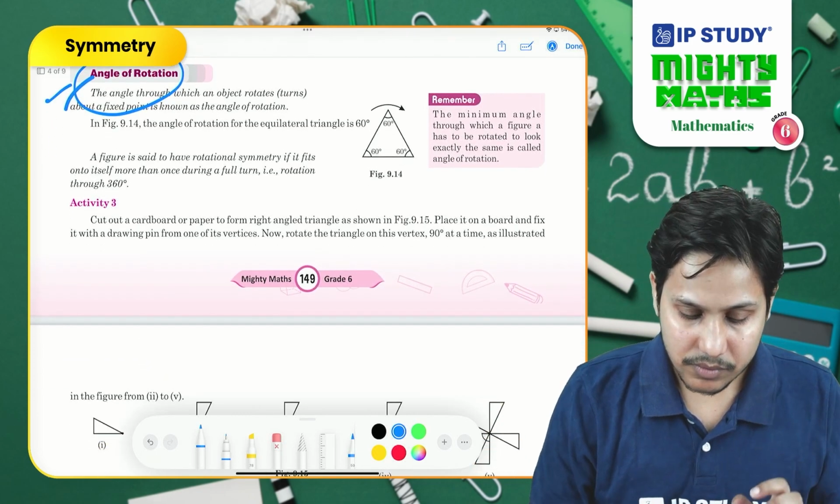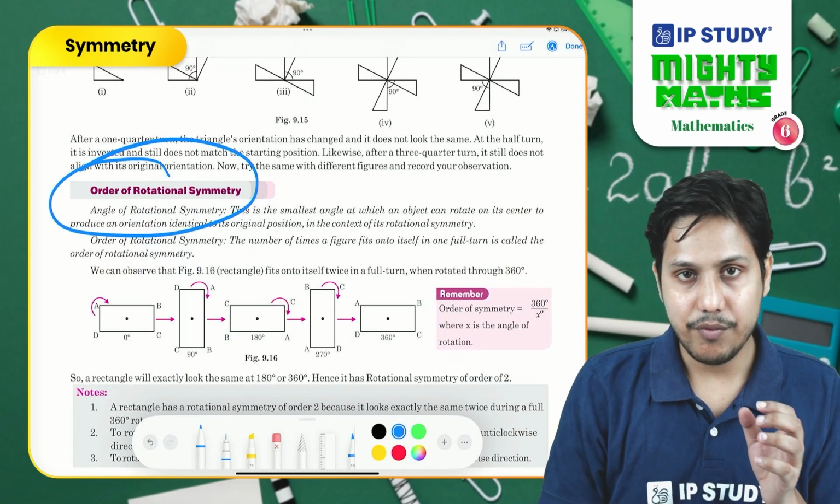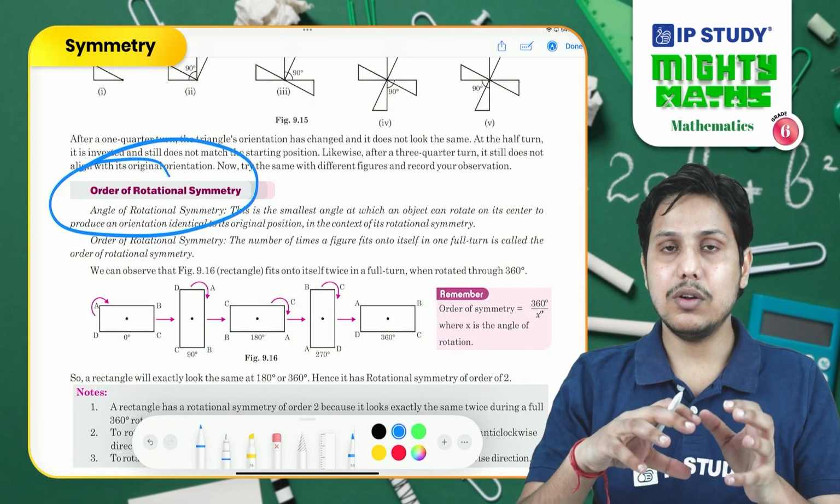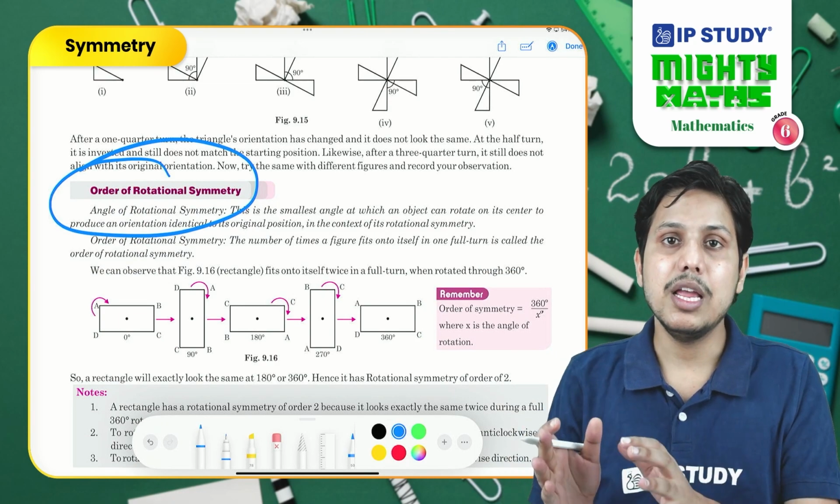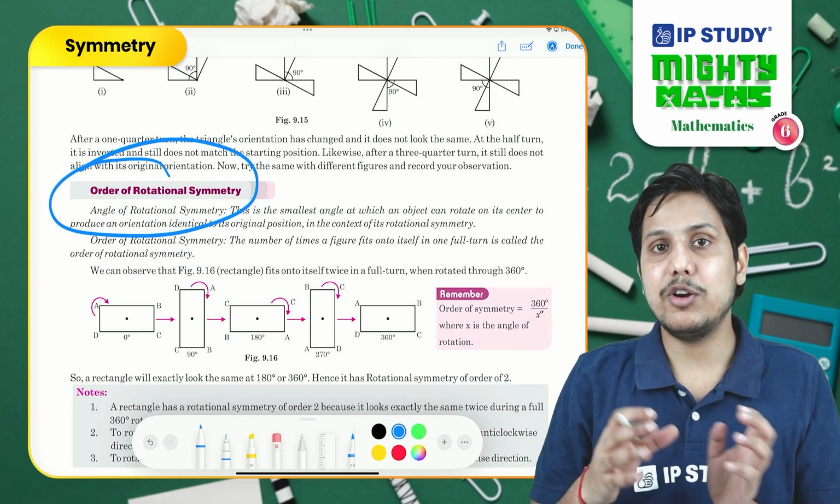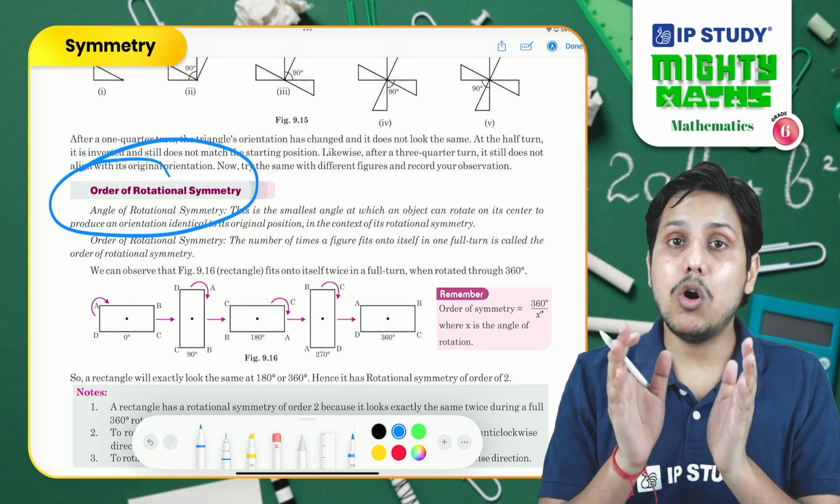Now moving to the order of rotational symmetry, which I have told you about: it is the number of times a figure looks exactly the same as at the start while rotating it about 360 degrees, and that number is called the order of rotational symmetry.